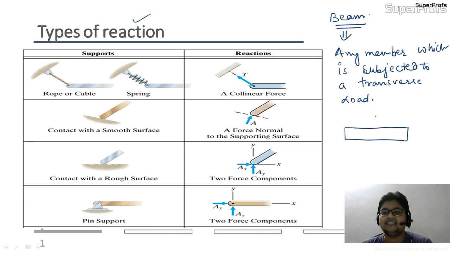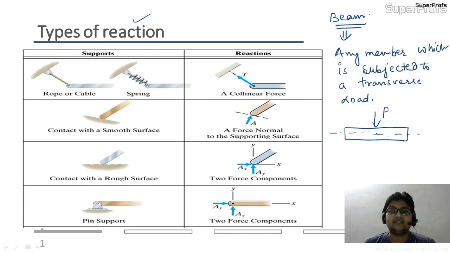So if this is my member and this is a load, suppose a P load is acting here. This P load is acting as a transverse load for this member because it is perpendicular to the longitudinal axis. If this is my longitudinal axis which I am drawing, the load is perpendicular to it, so it is a case of transverse load. Remember, friends, whenever you are asked to define a beam, always define it like this: it is a mechanical component or member subjected to the transverse load only.